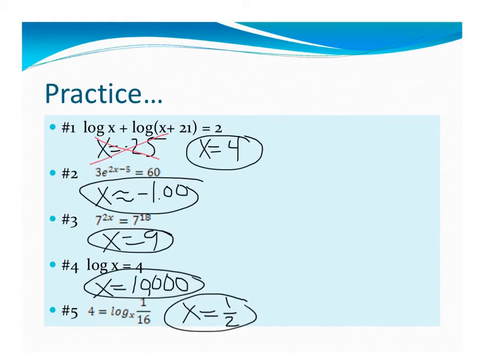Boom, there you go. The only one I'm going to explain is number 4 here. Remember, there's a little 10 in this spot right here. So we have 10 raised to the 4th gives me x, and that's why we have 10,000 as my answer.